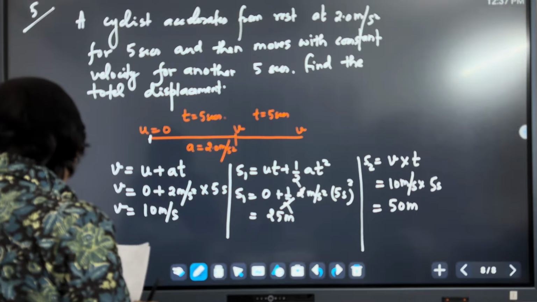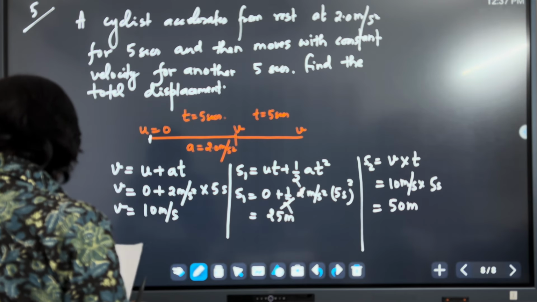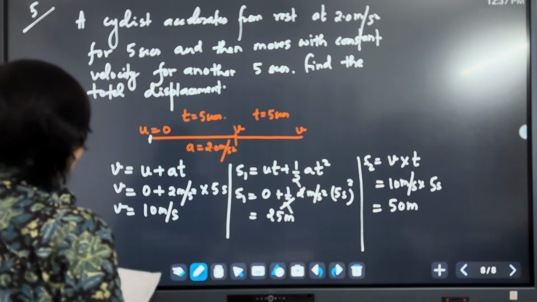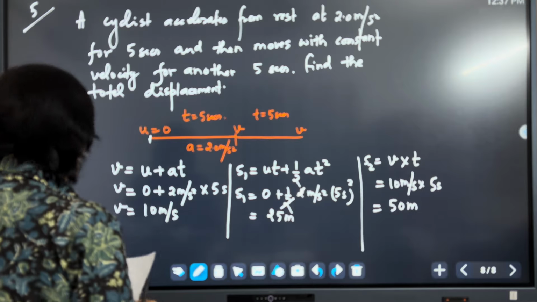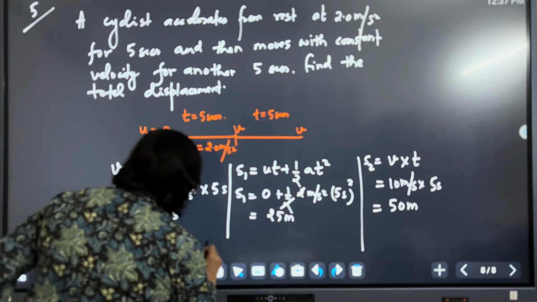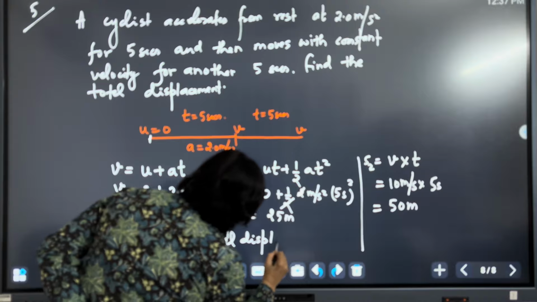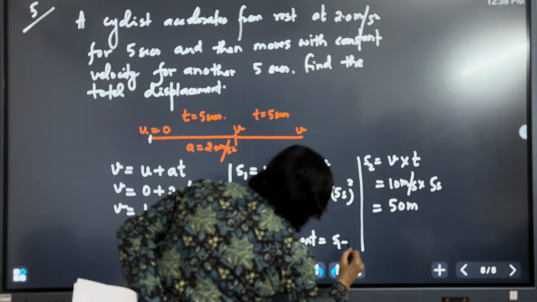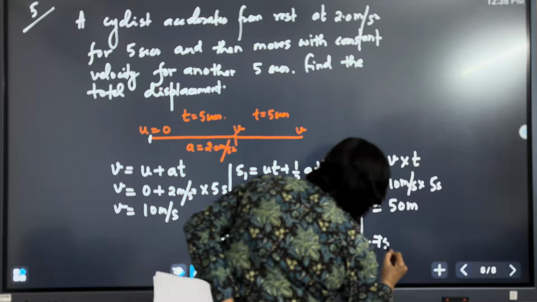Let me check the answer. So this is for another 5 seconds, right? Yeah, correct. So total displacement will be how much? S1 plus S2, 25 plus 50, 75 meter.